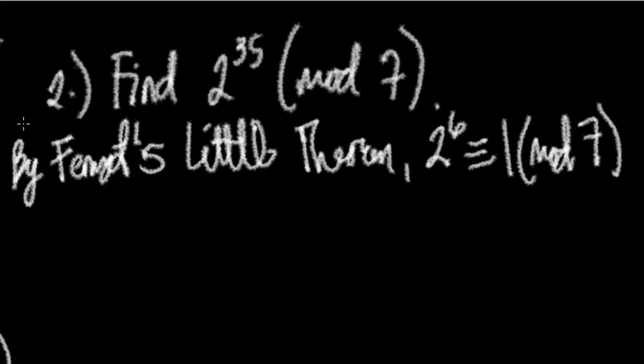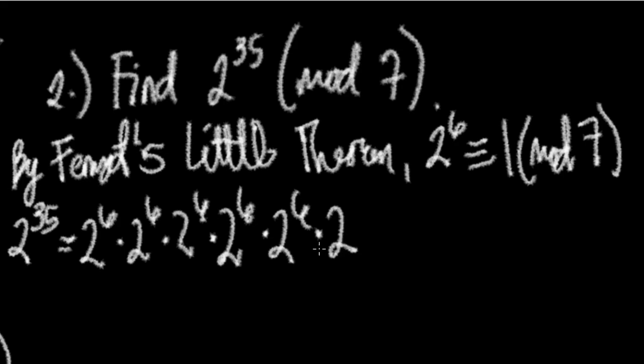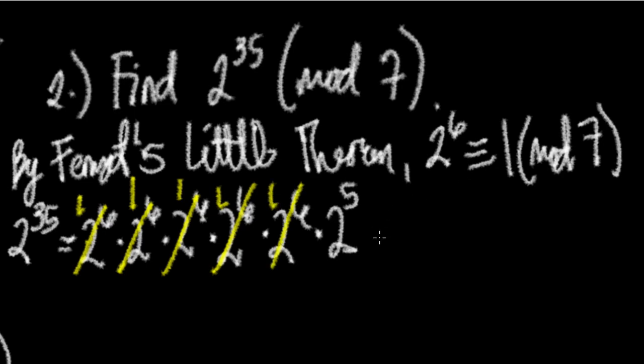So we have 2 raised to 35. We say that 2 raised to 35 is equal to 2 raised to 6 times 2 raised to 6 times 2 raised to 6 times 2 raised to 6 times 2 raised to 6 times 2 raised to 5. Then we cancel the 2 raised to 6s because they're all congruent to 1. This becomes 1, 1, 1, 1, 1, and what we have left is 2 raised to 5.